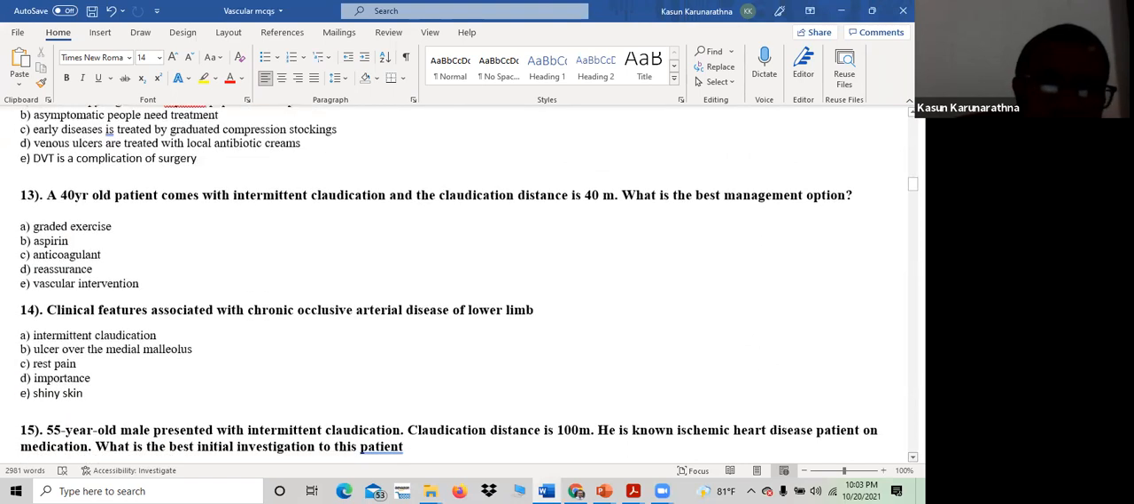Question number 13. A 40-year-old patient comes with intermittent claudication and the claudication distance is 40 meters. What is the best management option? Again, what is the stage of the disease? And what is the answer? Yes, it's disabling claudication. What is the answer for the question? Yes, it should be intervened, right? Disabling claudication. Right. Okay.